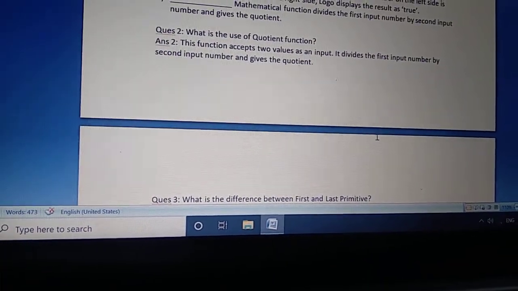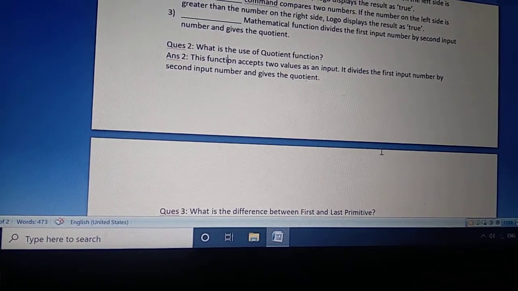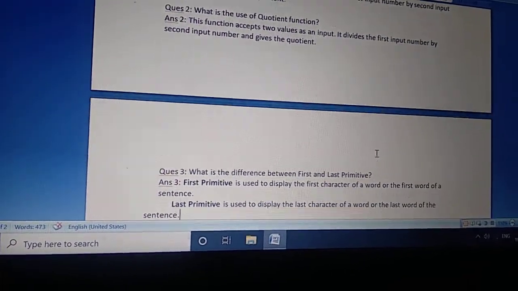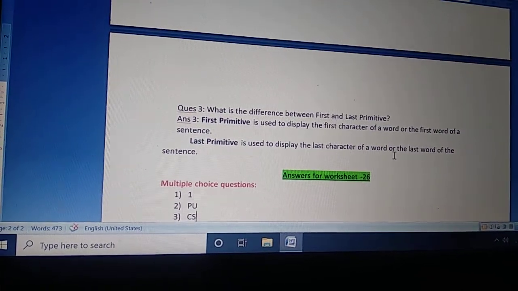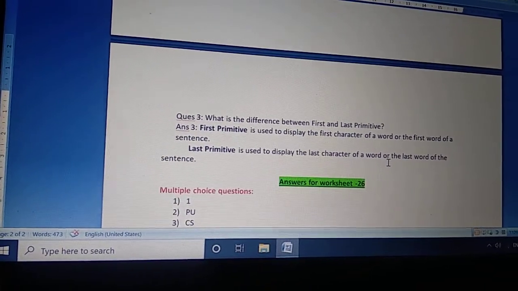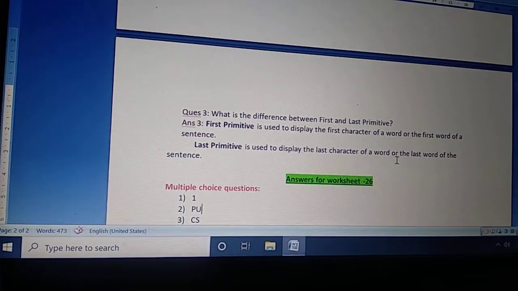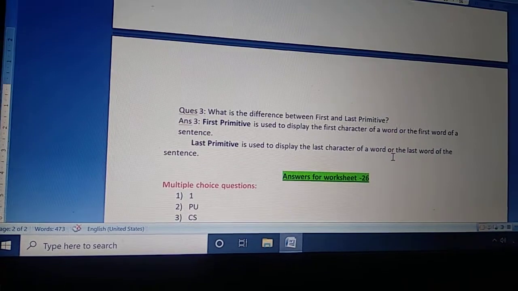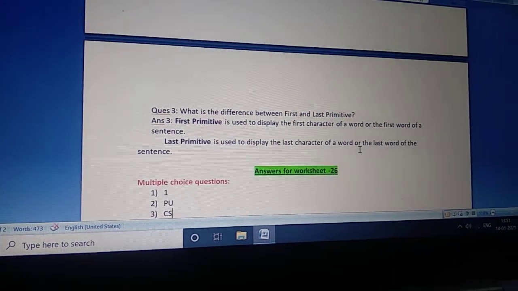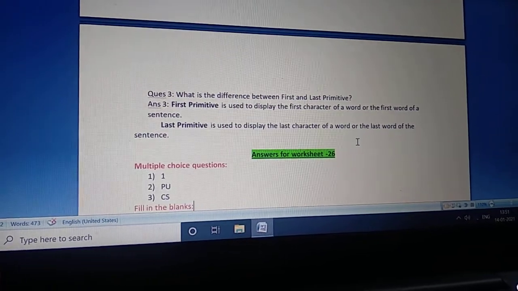Okay, now next is, what is the use of the quotient function? This function accepts two values and divides the first input number by the second input number and gives you the quotient. This is very easy. Next is, what is the difference between the first and the last primitive? Ankita ma'am has already told you what the first primitive and last primitive are. The first primitive is used to display the first character of a word or the first word of a sentence. And the last primitive is used to display the last character of a word or the last word of a sentence. So it is very easy.